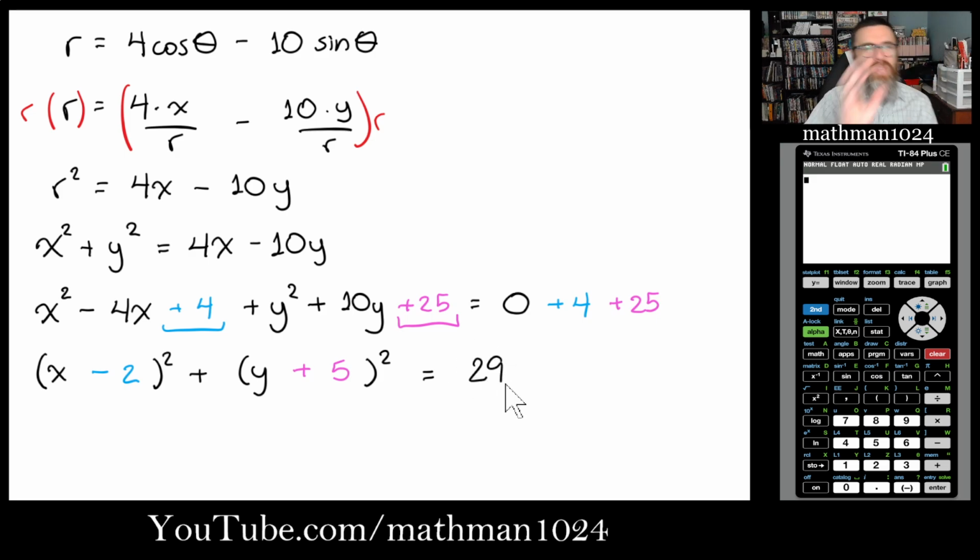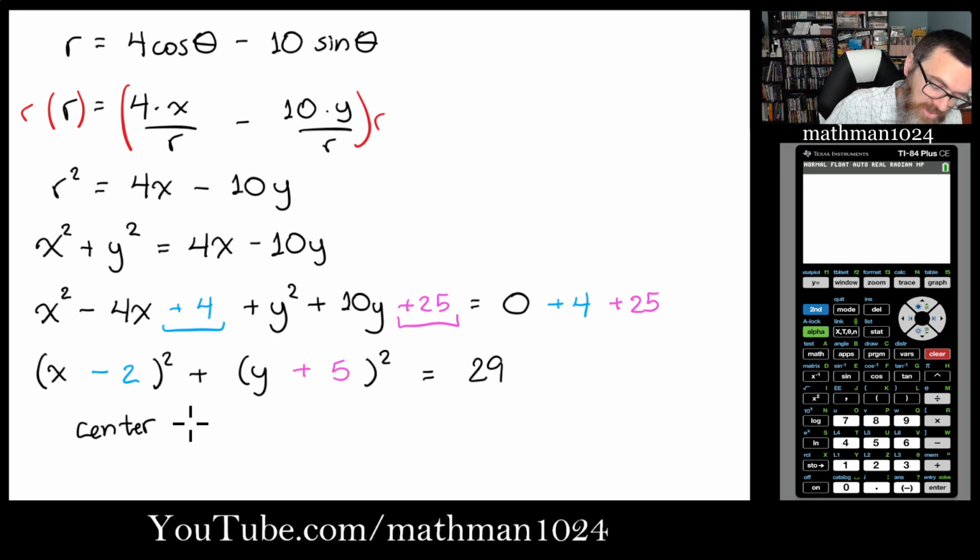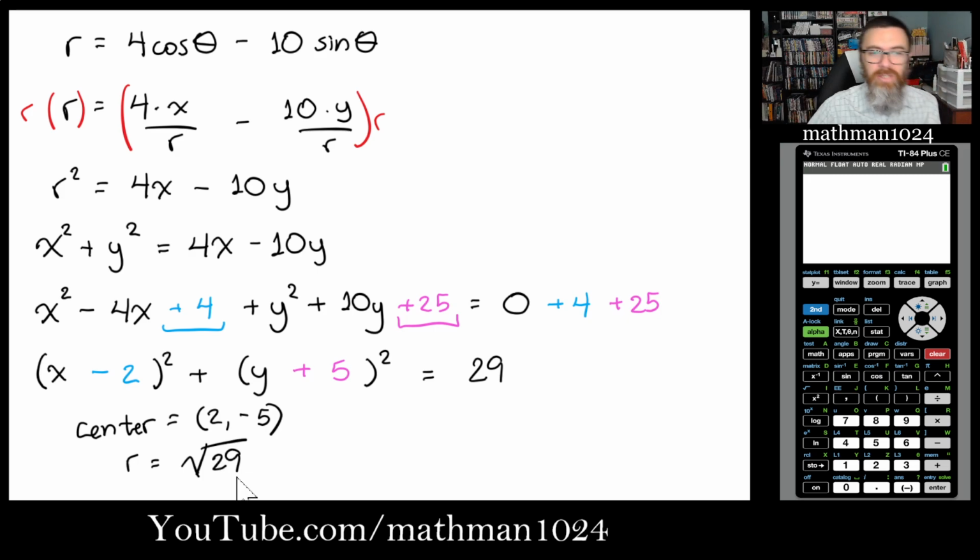So all the stuff that they gave us for r equals 4 cosine theta minus 10 sine theta, that graph is really just the graph of a circle with a center of 2, -5, and a radius of the square root of 29. Yeah. So there you go.